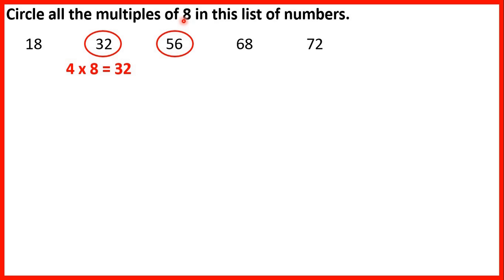56 is in the 8 times table because 7 times 8 is 56. 68 is not in the 8 times table, so not a multiple of 8. And 72 is a multiple of 8 because 9 times 8 is 72.